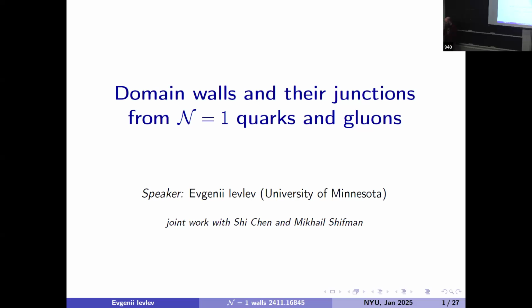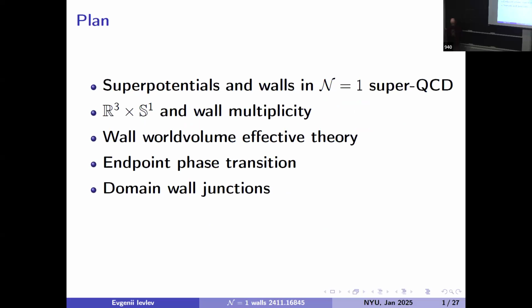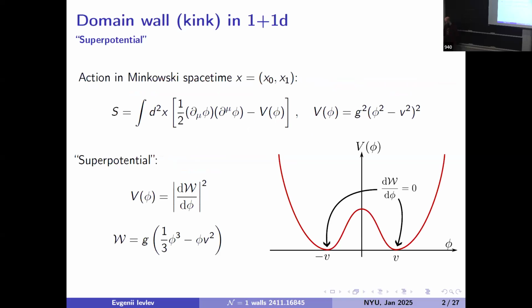I'll try to convince you that this is an exciting, interesting problem. Okay, so this is roughly the plan. Mostly I'll be focused on supersymmetric QCD, N=1 supersymmetric QCD. N=1 means the minimal supersymmetry, and I will be interested in domain walls. I'll explain what these domain walls are, and we will study the effective theory living on these domain walls. And lastly, if we have time, we'll talk about domain wall junctions.